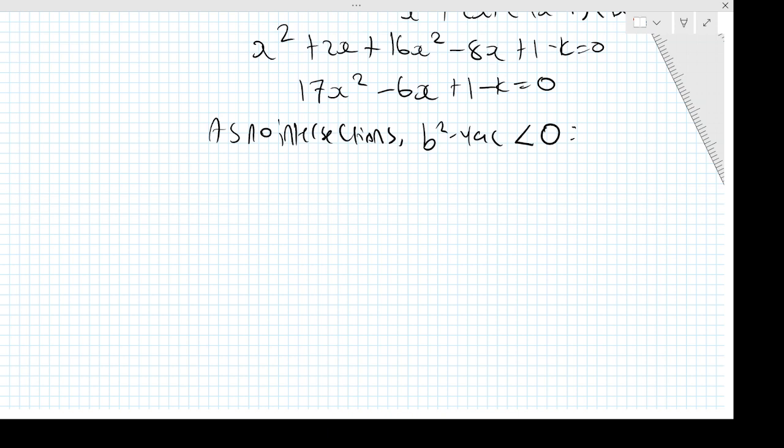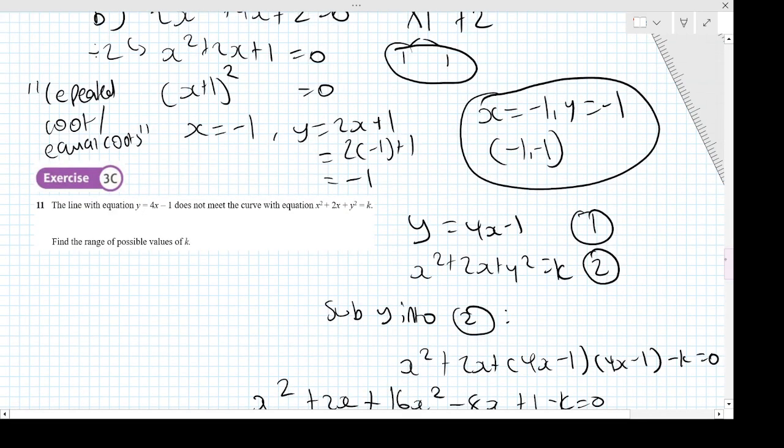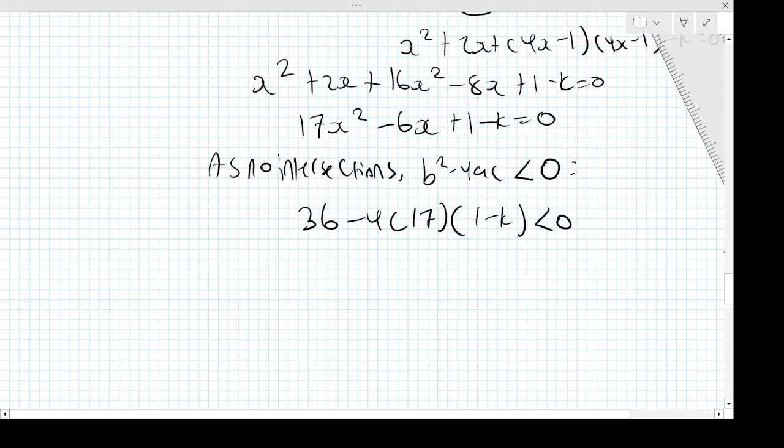So for this quadratic, b squared, so minus 6 squared would be 36, minus 4 lots of 17, lots of 1 minus k, is less than 0. We're going to get an inequality, which makes sense because it told us to find the range of values of k. A range usually implies an inequality, because there can be a bunch of different values possible. Anyway, if we solve this, 36 minus 4 times 17, first of all, is 68, times (1 minus k), less than 0.